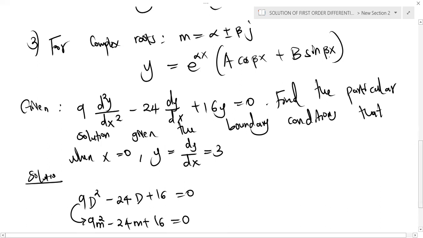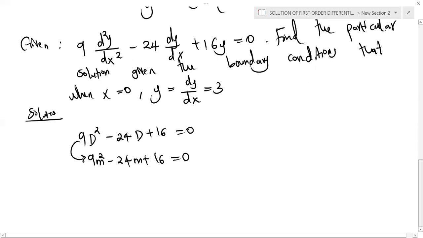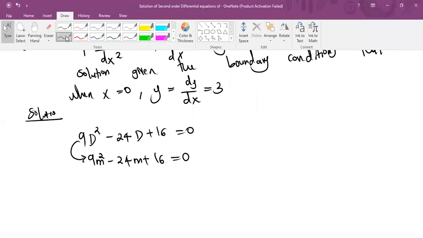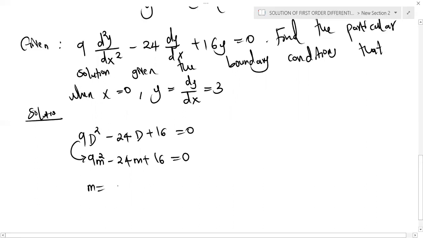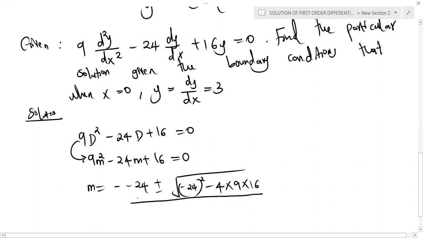Okay, so we are going to solve this using the quadratic formula. So our m will be equal to minus minus 24 plus or minus the square root of minus 24 squared minus 4 times 9 times 16, all this divided by 2 times 9. And if we solve this correctly, we will get that our value of m is equal to 4 over 3, and m is equal to 4 over 3. So m is equal to 4 over 3 twice.